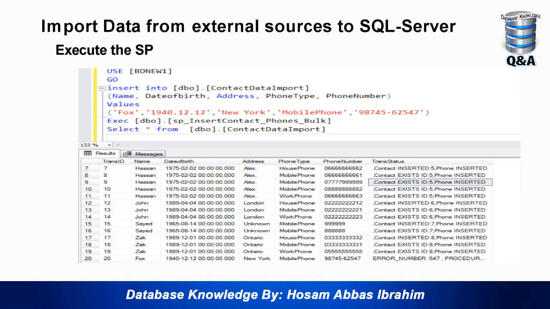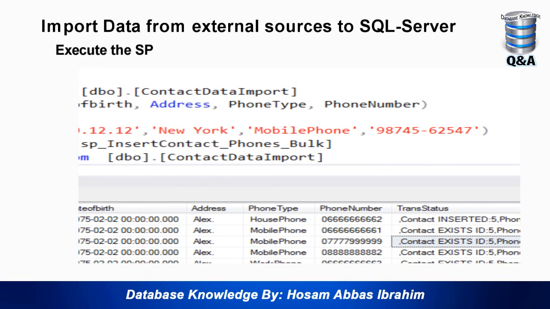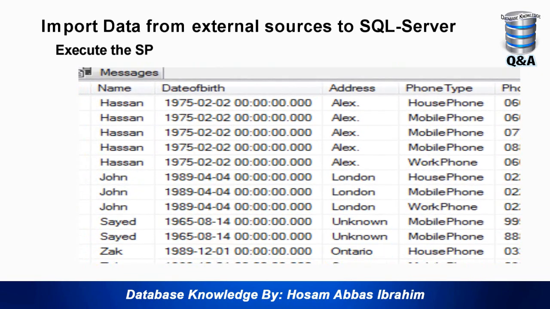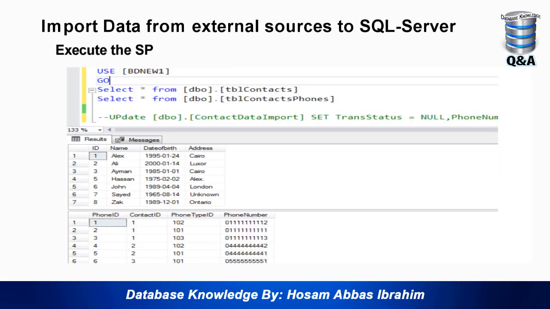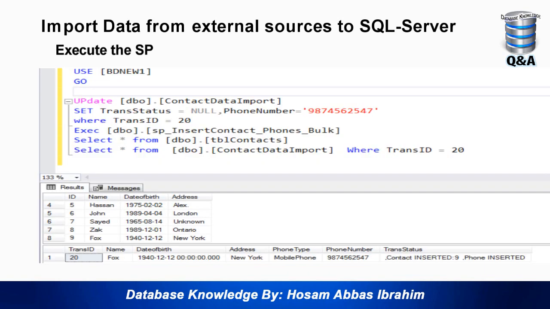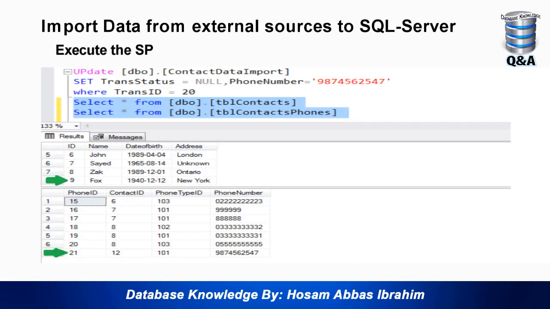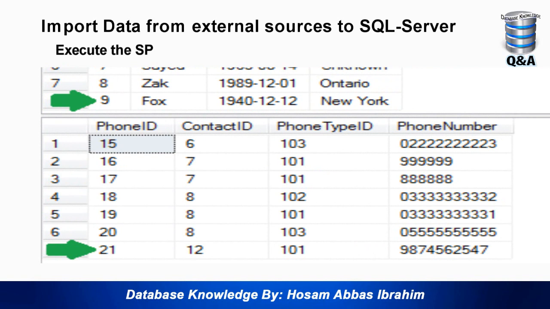Okay, now we will add a new record to the staging table with a dash, and see what will happen. See here, transaction number 20. It shows the error of the check constraint, and this will roll back. If we check our 2 tables, we don't have Fox here. He's not imported, and we don't have any phone numbers for him. Okay, if we fix that for Fox, remove the dash and try again. Now it's imported, the phone number and the contact, and the status says inserted. We check in our tables. Here we have him, Fox, row number 9, and in the phone numbers he has the last row, number 21.